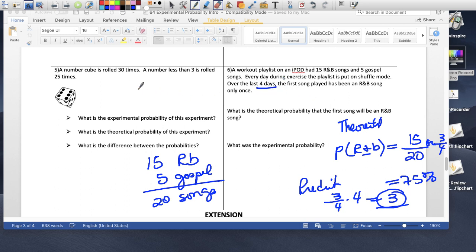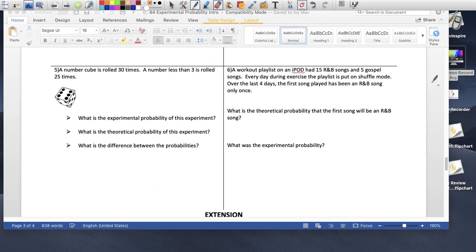Let's see. Over the last 4 days, here's the experimental probability of getting an R&B song. Over the last 4 times I pressed play, how many times did an R&B song come up? It says an R&B song came out only once. So it was 1 out of 4. In 4 days, an R&B song played 1 time. What was my prediction? I was expecting 3 times. So this was definitely less. There's an extension here.